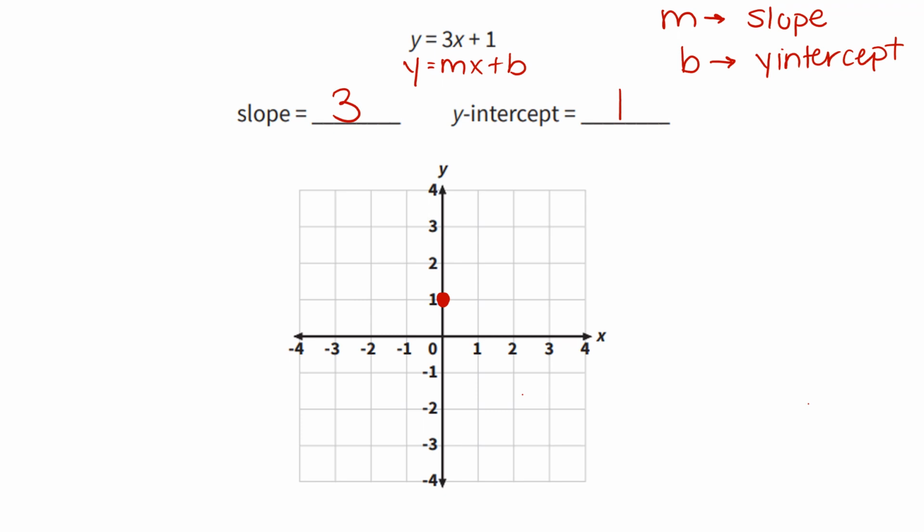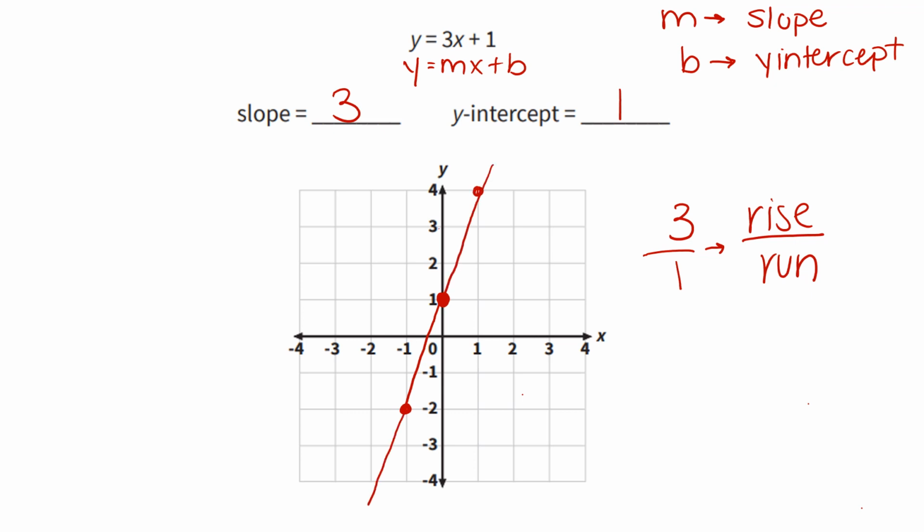And then we use our slope, focusing on our fraction rise over run. For the number 3, we would rise 3. There's no number for a run on the denominator, so we just put 1. So we would go up 3 and over 1 to make our line. You can also go down 3 and over 1 to continue that pattern, and you should end up with a straight line all the way across the graph.